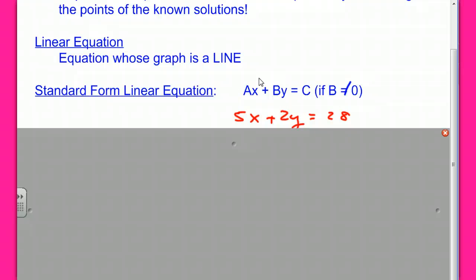Say it, Faith? Literal. Everyone say it. Literal. This is a literal equation, which is kind of like a formula, right? Or a model of a linear equation. Here's a specific equation: 5x plus 2y equals 28.